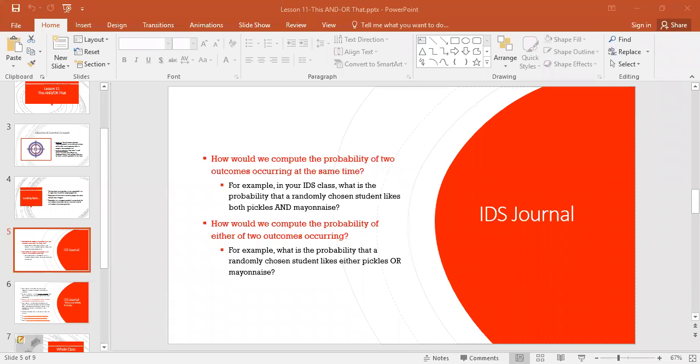All right. So yes, we're gonna actually learn exactly how to calculate, right? And how, when we have the top situation where it's pickles and mayo, how do I calculate the probability there? And then if it's pickles or mayo, how do I calculate the probability there? Okay. So we're gonna go through with our activities.